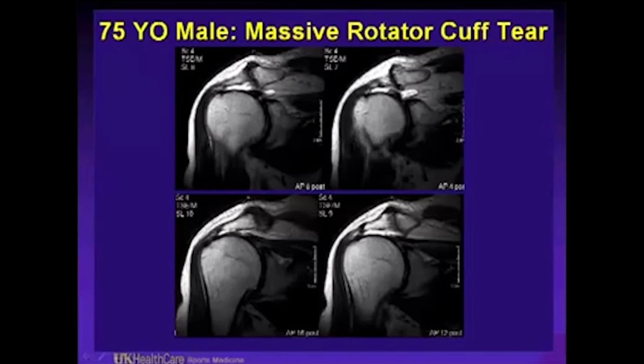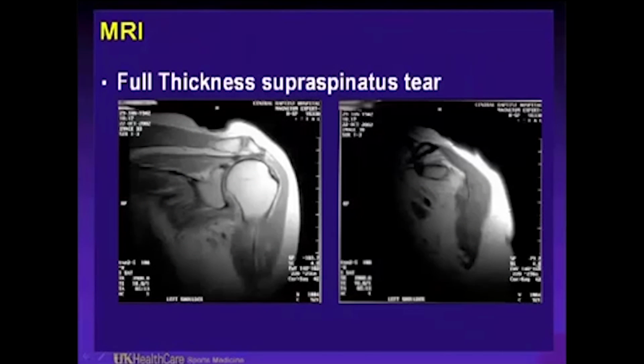Here is his MRI scan. The white is the fluid that leaks out of his joint. He has AC arthritis, and essentially now the humerus is articulating with the acromion, with the cuff retracted significantly proximal to the level of the glenoid. Full thickness supraspinatus tear.